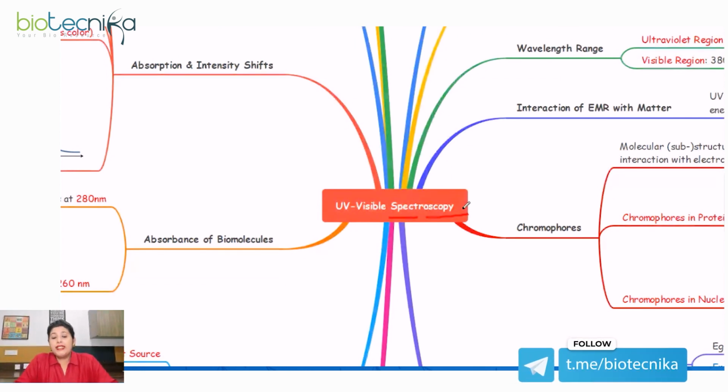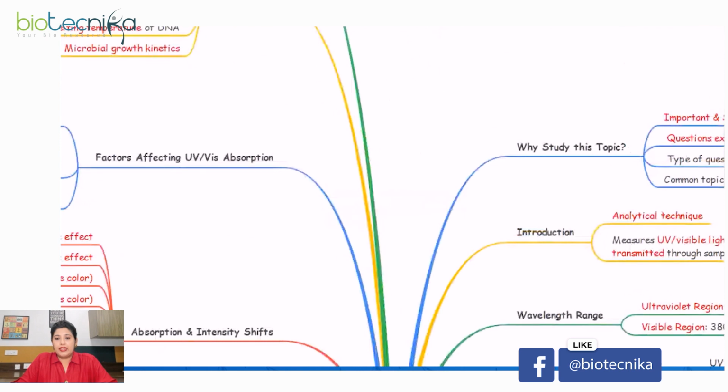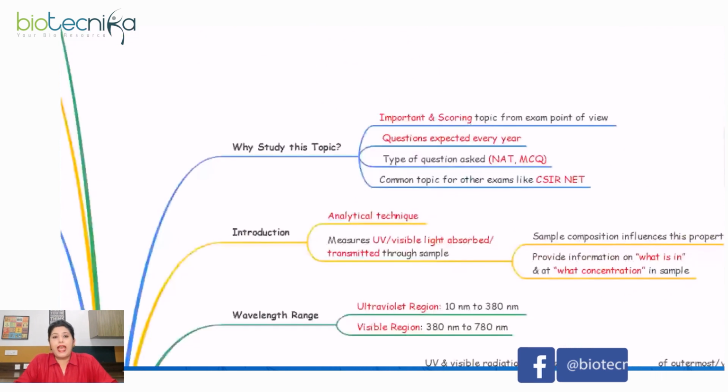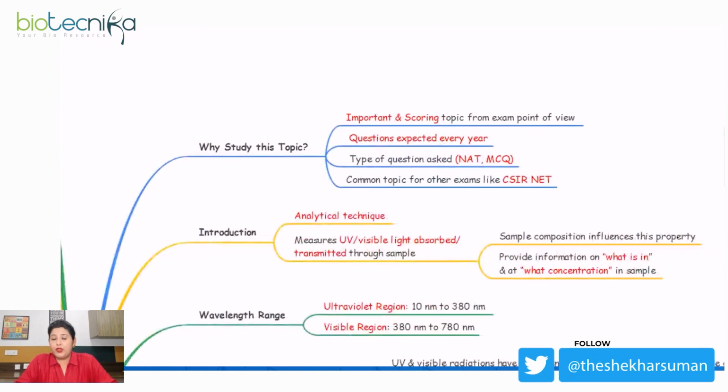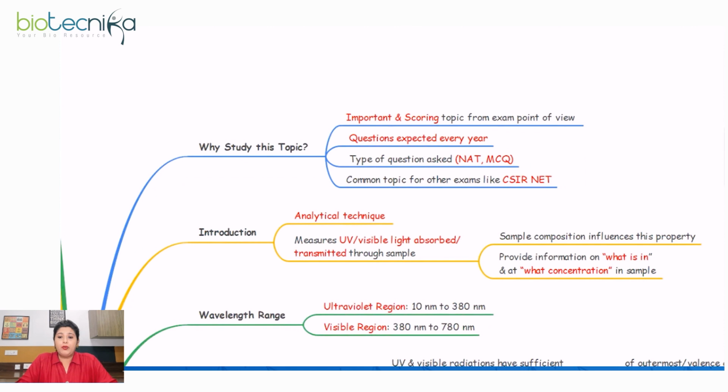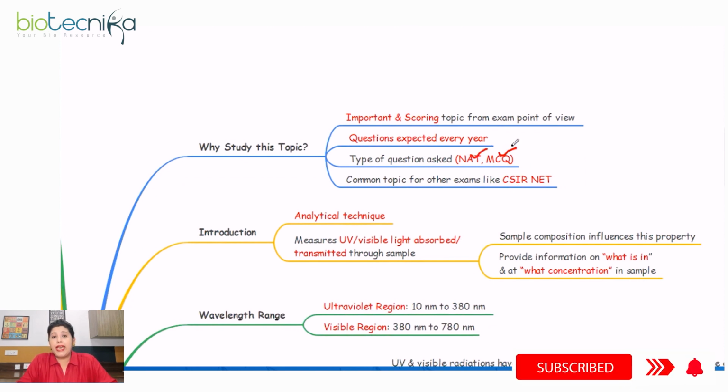Now, the question arises why this particular technique is very important for all the GATE BT aspirants. So here are the reasons. It's a very important and scoring topic from the exam point of view. If you go through GATE BT previous year question papers, you will find that there is definitely a question on UV visible spectroscopy. The question can be either numerical answer type or multiple choice question, which usually carries 2 marks.